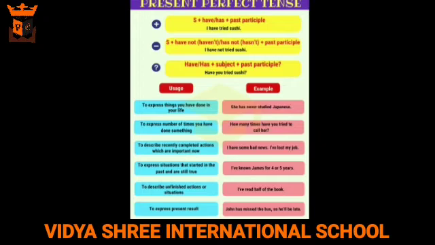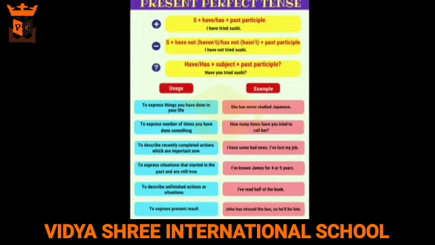Examples: I have tried sushi. If talking about negative, it will be I have not tried sushi. And in interrogative, it will be have you tried sushi? So now let us discuss where we use present perfect tense. It is used to express things you have done in your life.